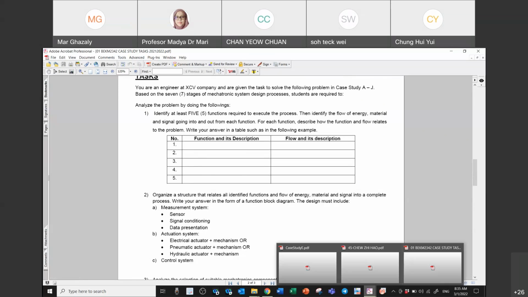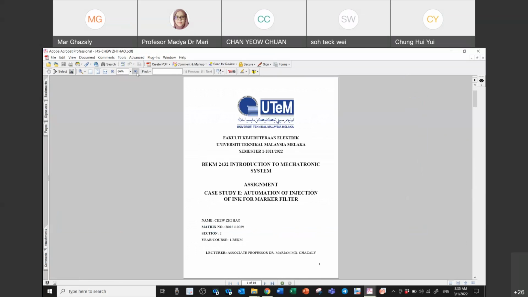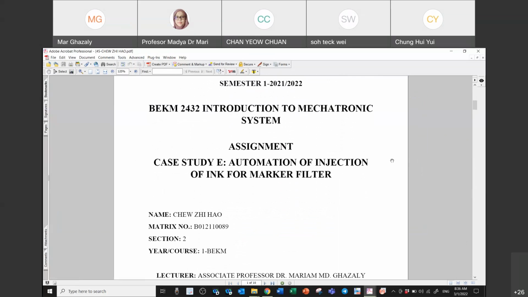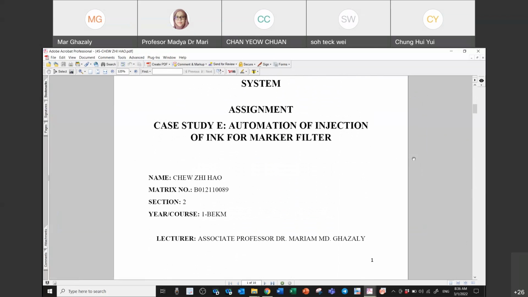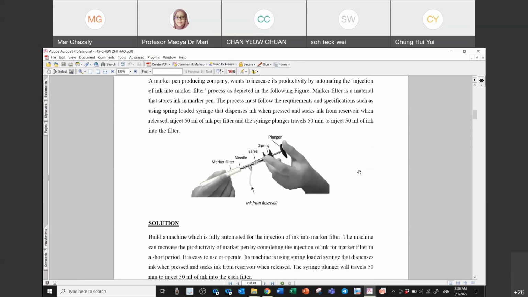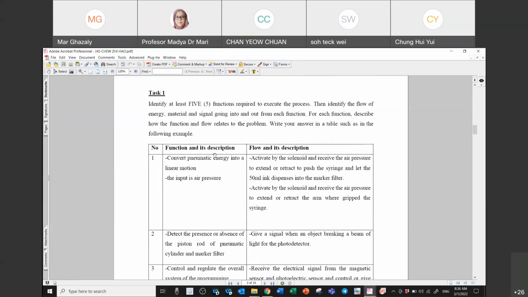But I'm going to show Chu's answer to case study number E. So bear in mind, to other students who got this one, do not copy Chu's answer. If you copy, then I know you copied from Chu, and then you get 0 marks. It shouldn't be exactly the same. You should think on your own. Okay, so let's look at Chu.